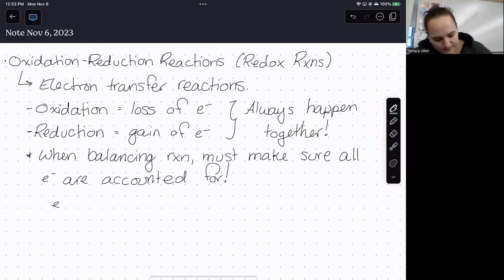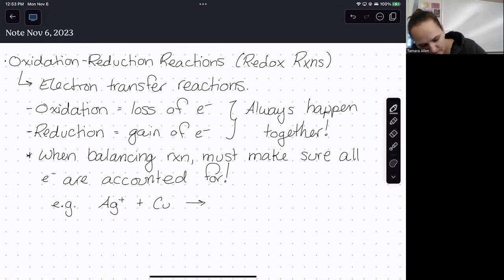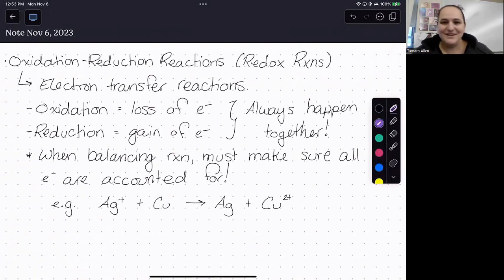So for example, let's say we have silver ion reacting with copper to produce silver and a copper 2+ ion. At first glance, you might say, oh, that's balanced. There's one silver on each side and one copper on each side, and that is accurate. But this is actually not balanced because the total charge on both sides is not the same. What that means is that we misplaced an electron somewhere along the line, one or more electrons.